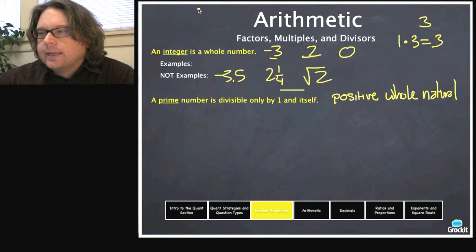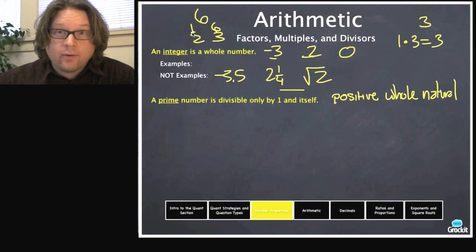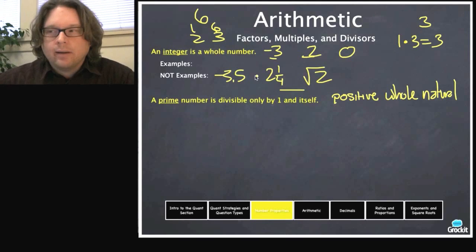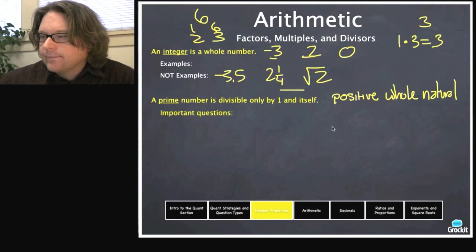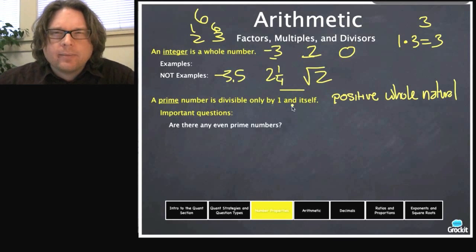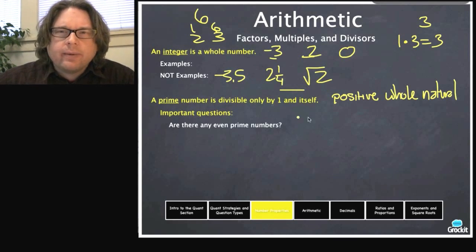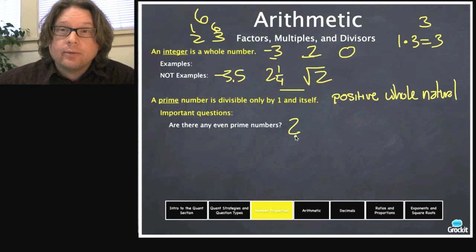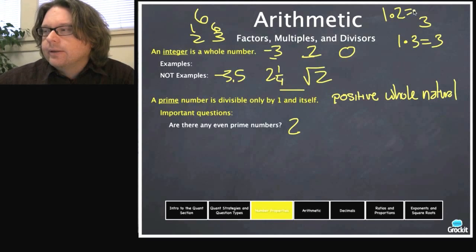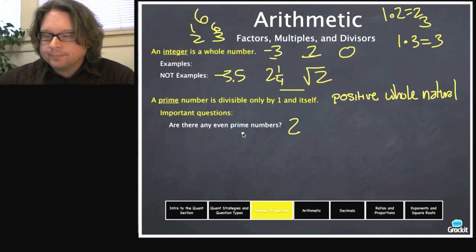So a number like 6, which you could do 1 and 6 or 2 and 3, is not prime because there's 4 factors. Factors are the numbers that you can multiply together to get a bigger number. A number is always its own factor, as is 1. But primes are the ones that have only those two. So important questions. Are there any even prime numbers? Are there any numbers that are even that you can only divide by themselves and 1? I'll just answer that question for you. Yes, and standardized tests love the number 2. Remember, you can only multiply 1 times 2 to get 2 in terms of two different factors. So definitely an even prime number.